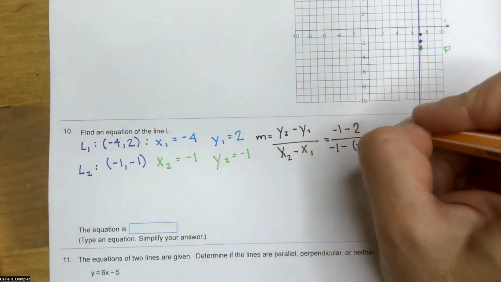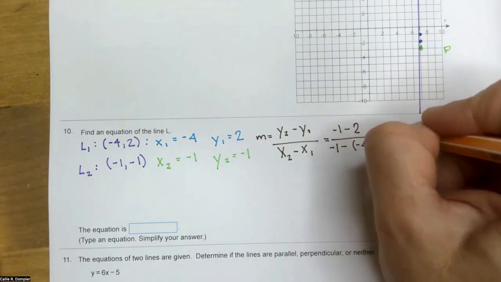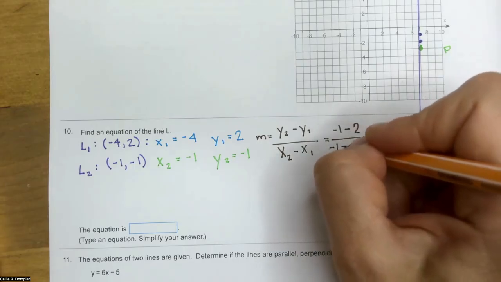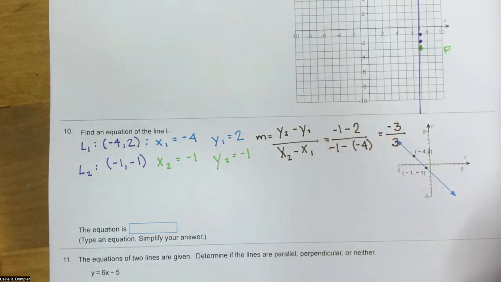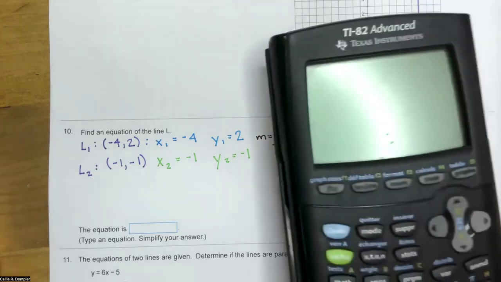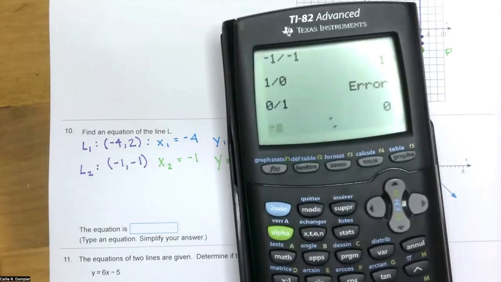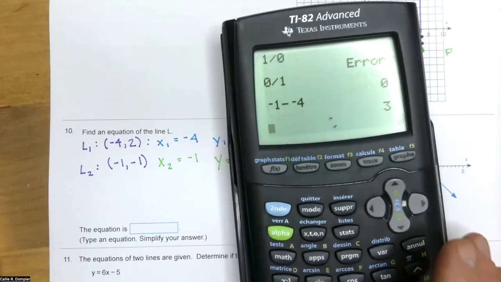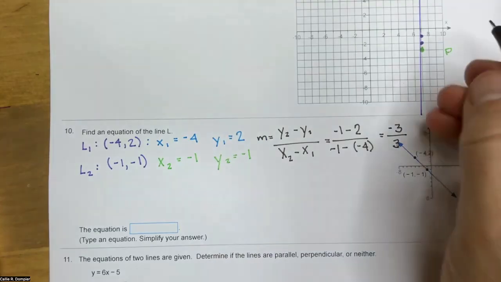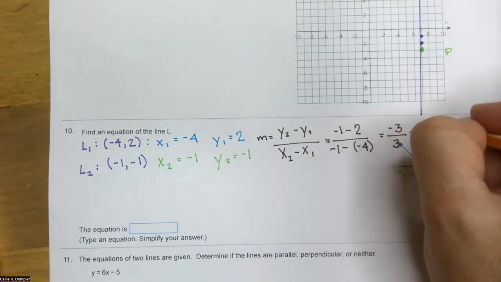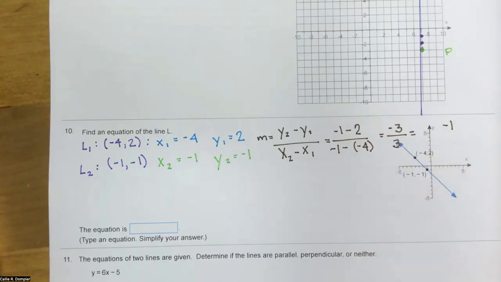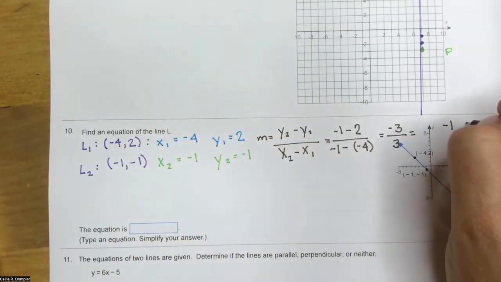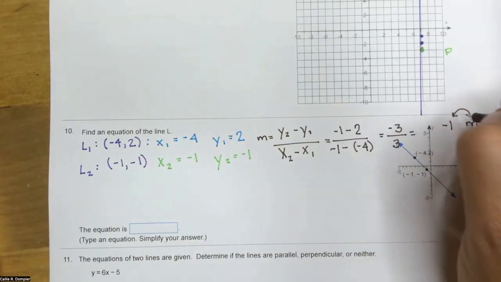Good. -1 minus 2, we're adding negative numbers together, so we're going to get an even bigger negative number: -3. But -1 minus -4 is like a big plus, so that's actually going to be +3. You can put that into your calculator if you want to confirm. -3 divided by +3 is going to be -1, because 3 divided by 3 is 1, but a negative divided by a positive is a negative. Good? So we found our slope is -1.